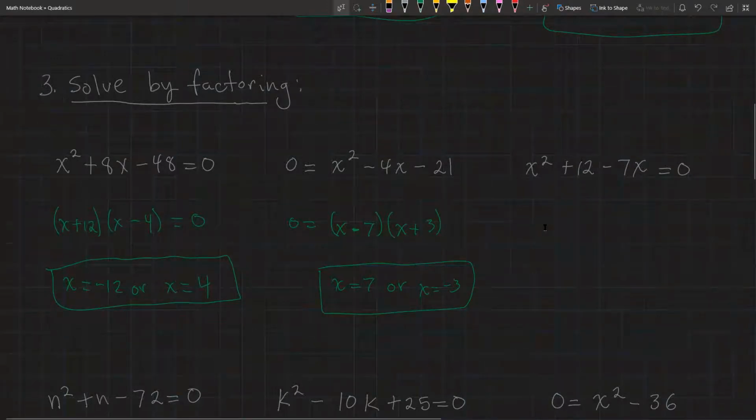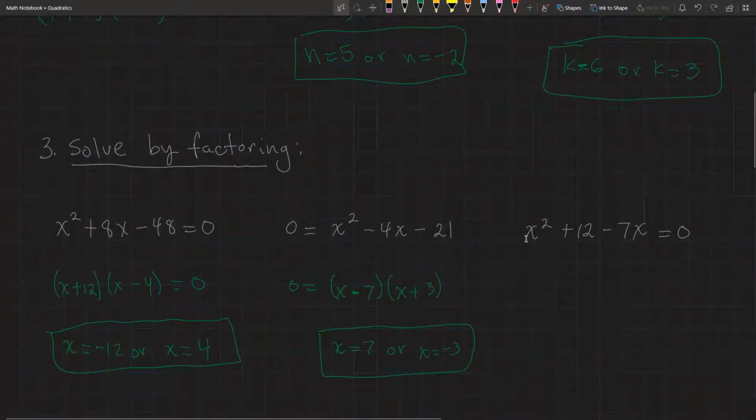And I wrote this one here in this format on purpose because this is not always going to be written in this format, where the last number is the product, and the middle number is not always going to represent the sum. So please look at the format so that if it's given to you like this, you don't make that mistake where you might think, oh, now the product is -7 and the sum is 12.